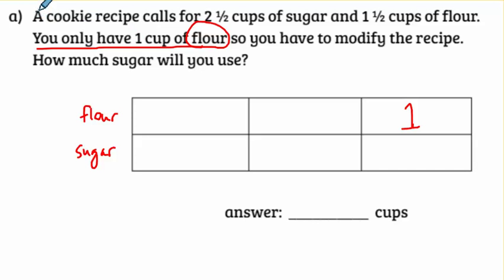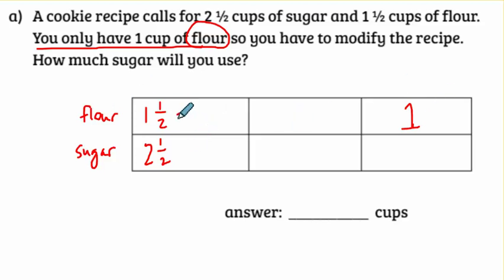All right, so we go back to the beginning. A cookie recipe calls for 2.5 cups of sugar. So 2 1/2 is going to go here, and 1.5 cups of flour. So the original recipe wants 1.5 cups of flour. You don't have it. You only have 1 cup, so we're going to have to shift some things around. Okay, so once we've got this, we can start filling in the rest.